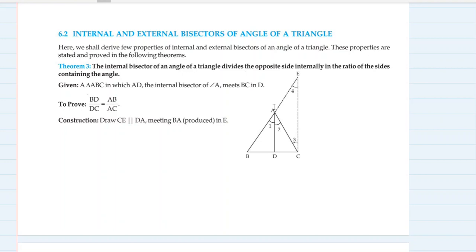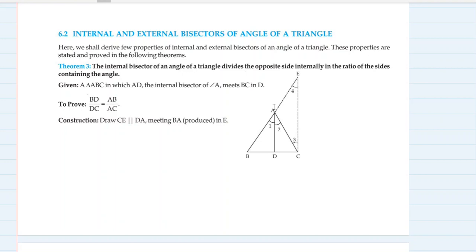Some people might feel that this isn't there and the other theorems are important, but let me tell you, after BPT, if you don't do this theorem, your whole course is incomplete. So you must do this theorem. This is the third theorem.